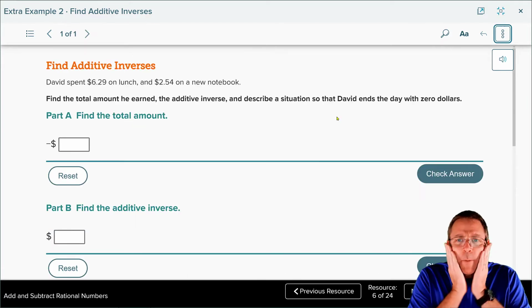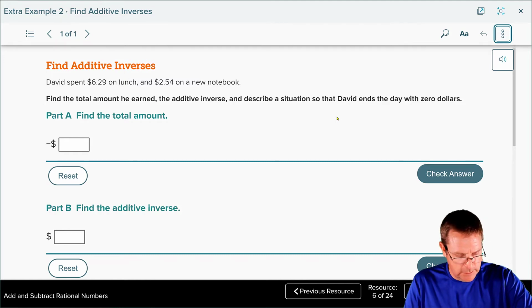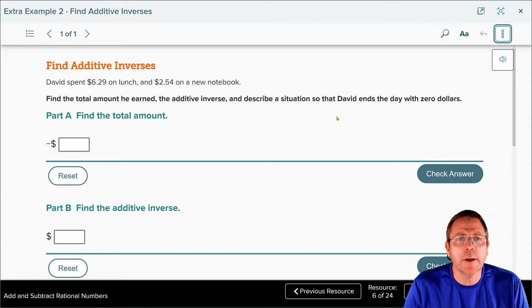You might notice I'm not real clean shaven today. That's because it is Saturday. This is 6:45 p.m. on Saturday night, and look at me. I'm sitting here doing homework. Kind of depressing, isn't it?